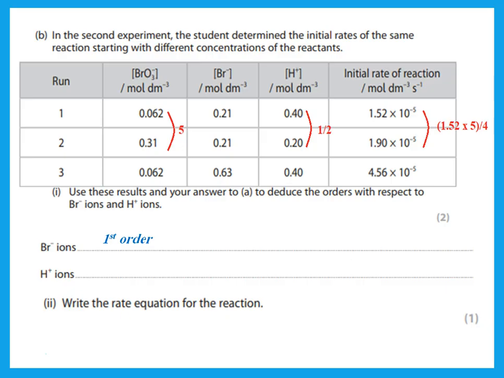So what happened from 1.52 to 1.9 times 10 to the minus 5 is that it increased 5 times because the bromate is first order. But then it decreased 4 times. Instead of decreasing half, it decreased 4 times. So that means it is second order with respect to H+ ions. And that means the rate equation is this. First order with respect to bromate, first order with respect to bromide, second order with respect to H+.